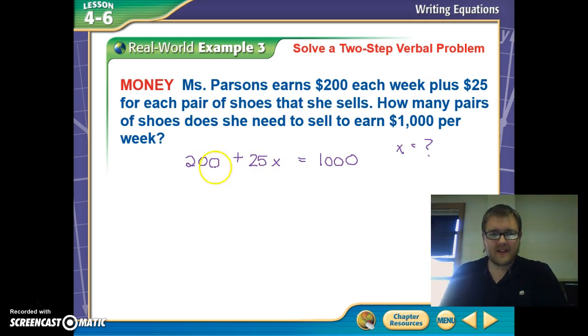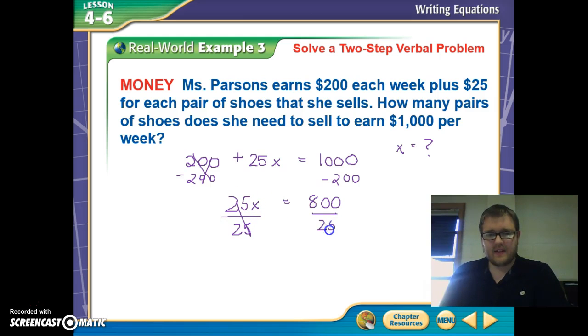So let's get that X by itself. Subtract 200 from each side. We get 25X is equal to 800. Now divide 800 by 25, which would be 32. So she would need to sell 32 pairs of shoes to earn that $1,000.